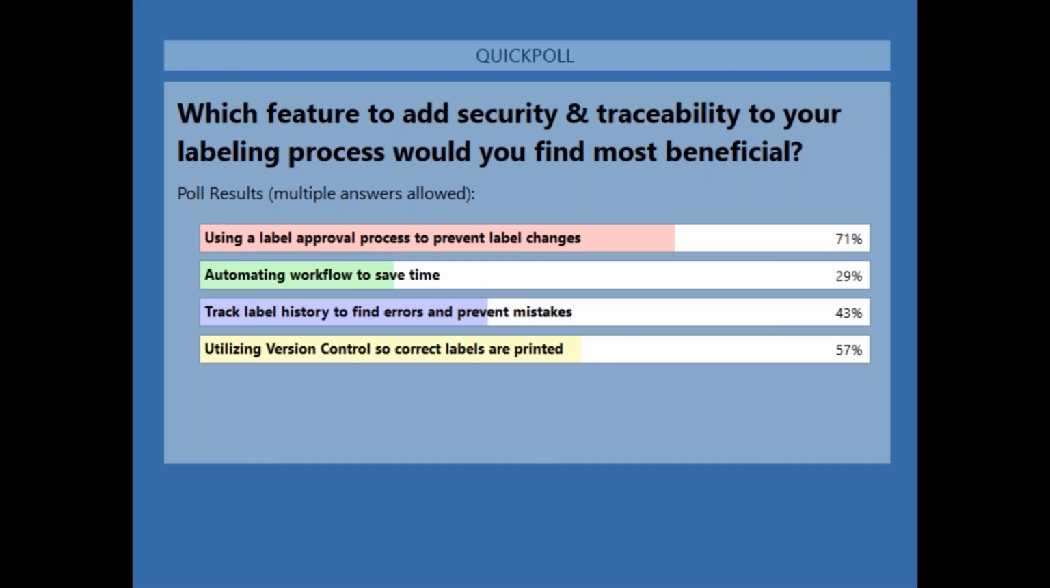Looks like primarily the approval process making sense, and then the version control and track and trace coming in close behind, and that all makes sense and is all built into Label Archive, and all would work well in tandem with each other, like we just saw.